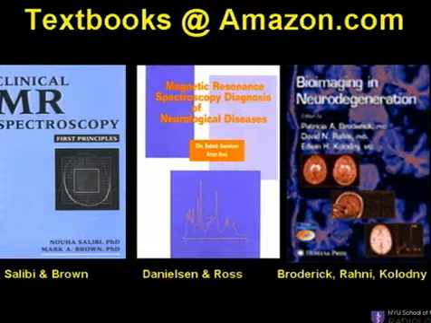And lastly, these are the books that I have tended to read and tended to recommend, and they're all available on Amazon.com. This is a book by Nuha Salibi and Mark Brown, who put together a nice little handbook on MR spectroscopy. A lot of nice cases in this book by Elsie Danielson and Brian Ross. And then recently from some people at NYU, a book on some of the neurodegenerative and metabolic diseases with the MRS. So if you want to read some more, you can look these texts up as well.